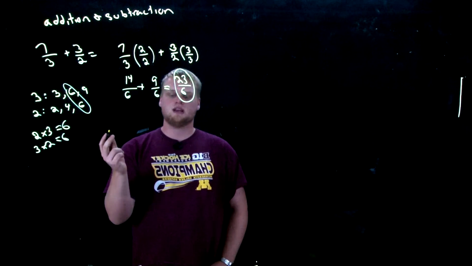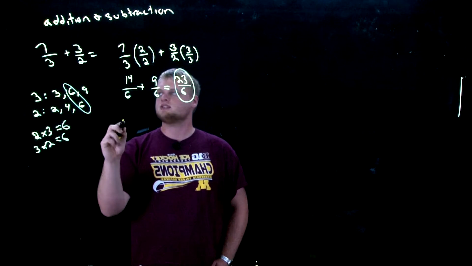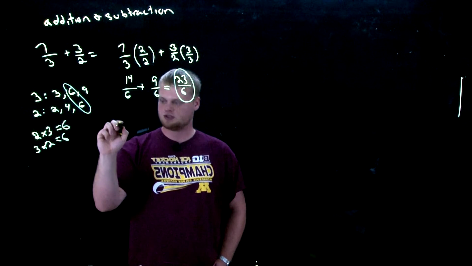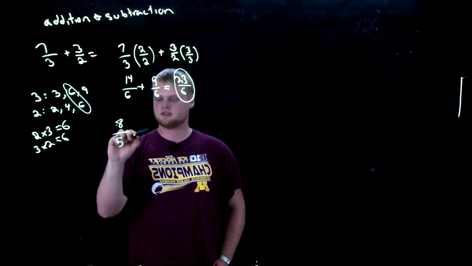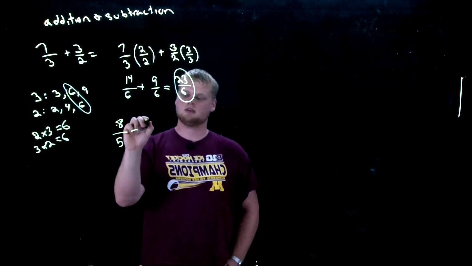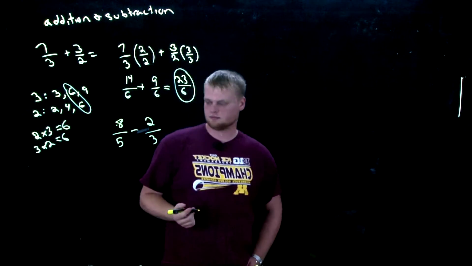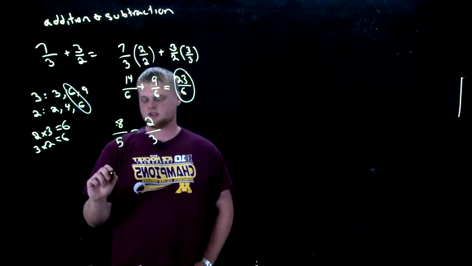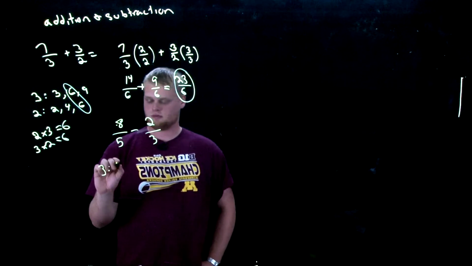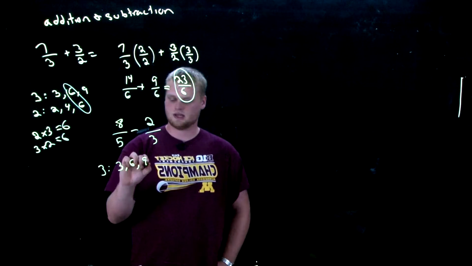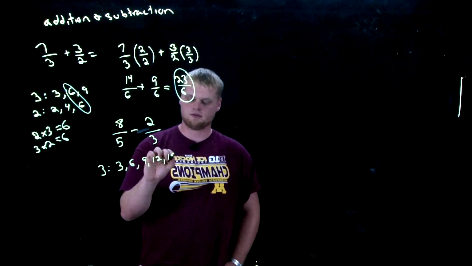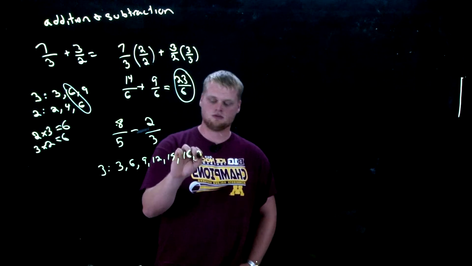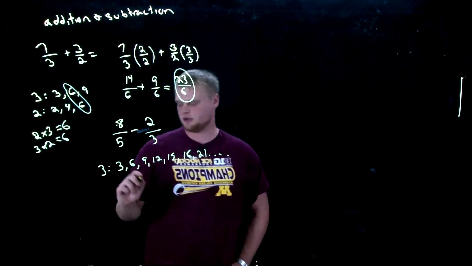Now let's look at the same thing with subtraction. Let's do 8/5 minus 2/3. All right, again, we write out, let's start with 3. Let's write out multiples of 3. 3, 6, 9, 12, 15, 18, 21. You can keep going as long as you think you need to.